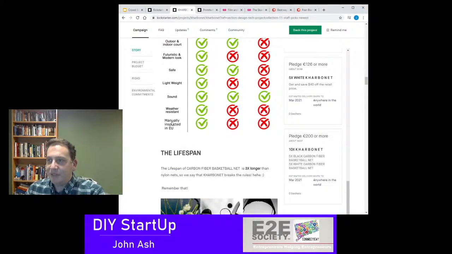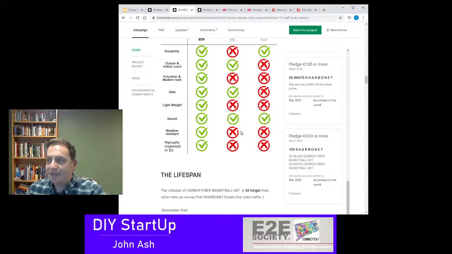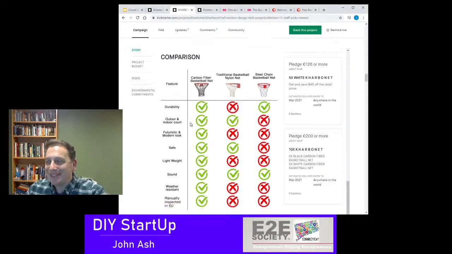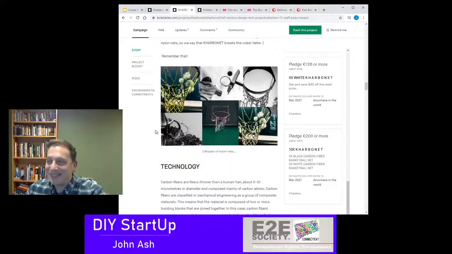I like how they have this one manually inspected in the EU. I guess traditional nylon nets are never inspected in the European Union. Futuristic and modern look. Okay, that might be a little bit of a stretch. It's a carbon fiber basketball net. Maybe it looks hot. I don't know.